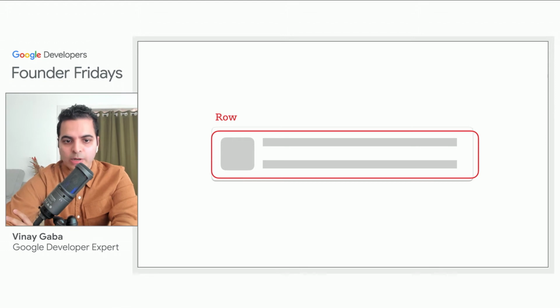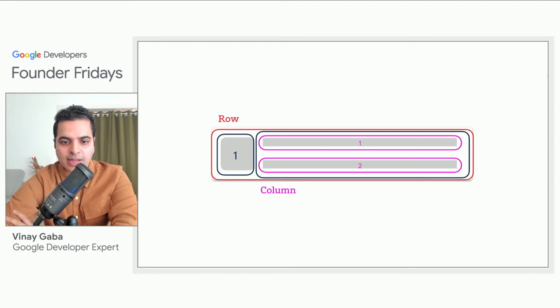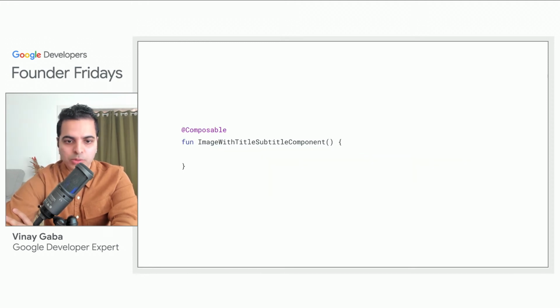So what I'm seeing right now is a row. This row has two children. The first child is a simple image view of sorts. The second child of this row is essentially a column that has the title and the subtitle. And so I said a few things in English. Let's translate this to Compose code.